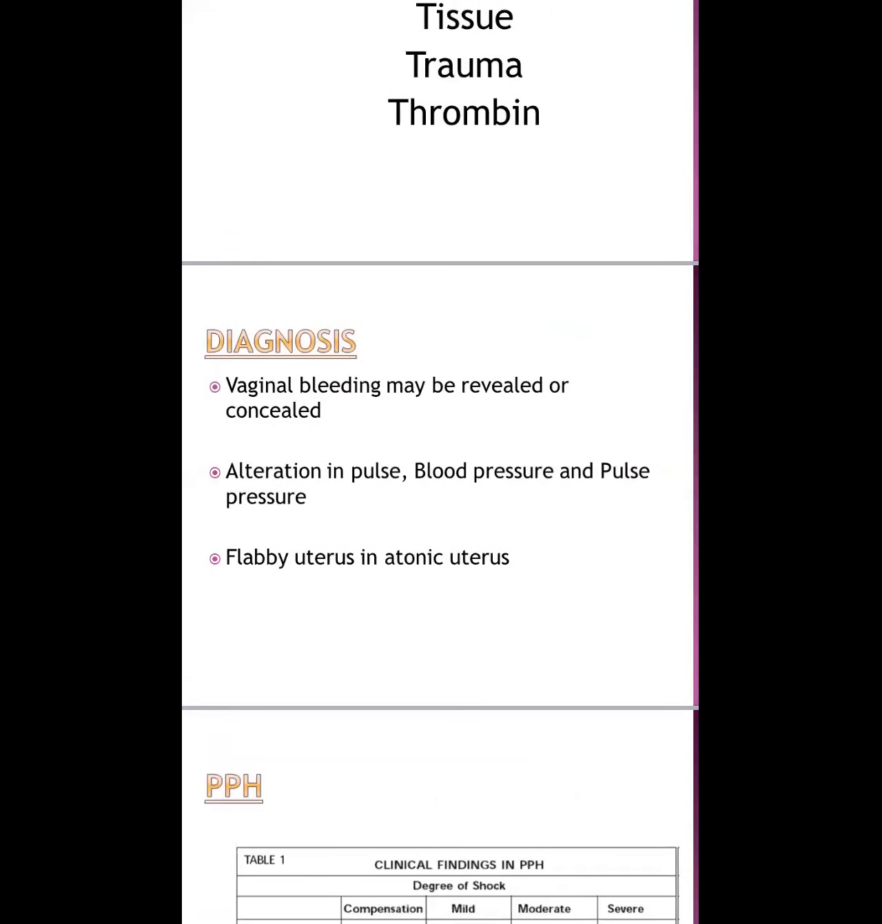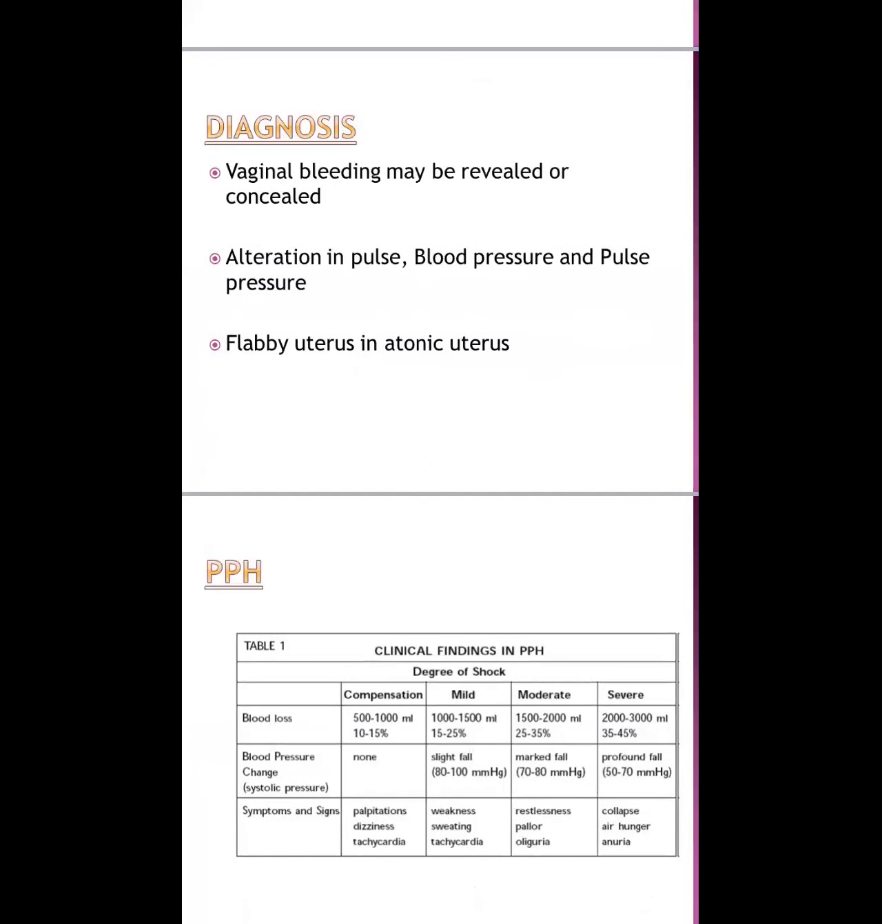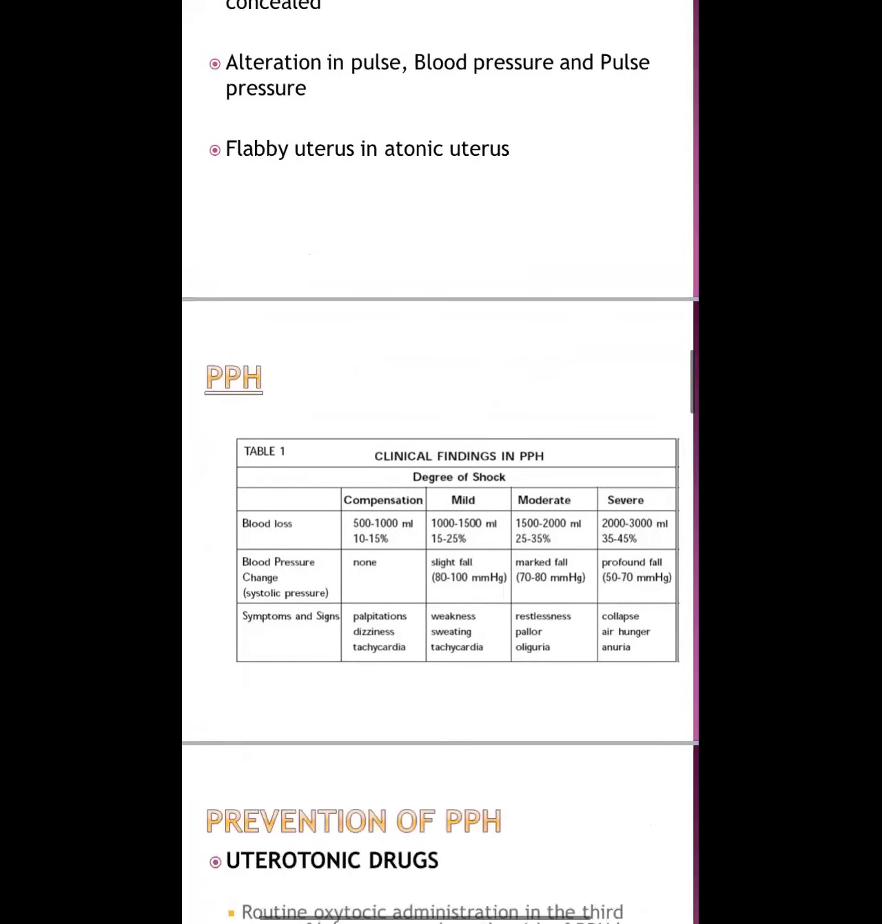Okay, next we come to diagnosis. How is PPH diagnosed, how do we say that the patient has gone into PPH? There is vaginal bleeding, and it can be revealed or it can be concealed. Next is alteration in pulse, blood pressure and pulse pressure of the patient. And the third one is a flabby, atonic uterus. On abdominal palpation the uterus is not contracted, it's soft. So we come to know that the uterus is not contracted.